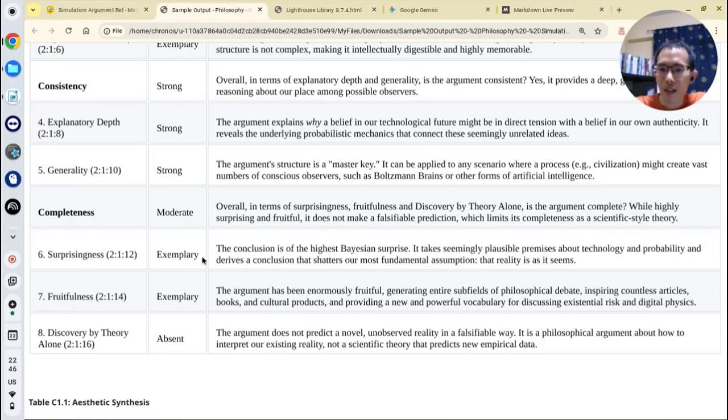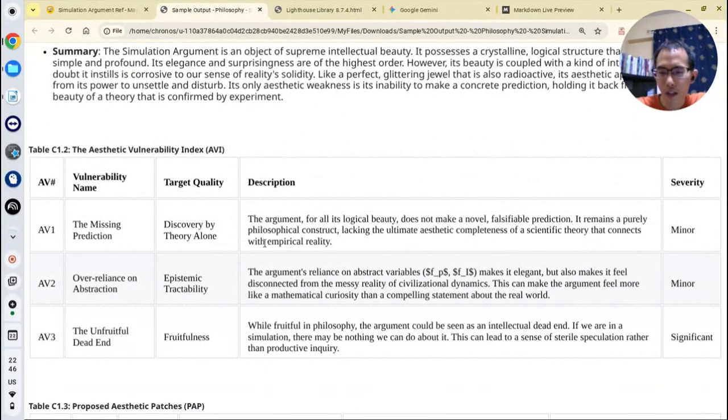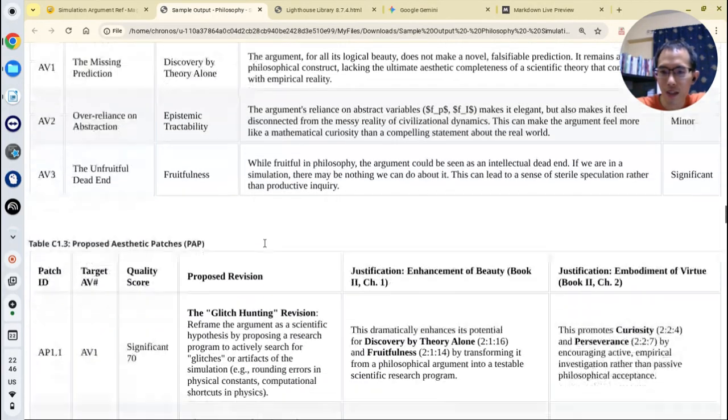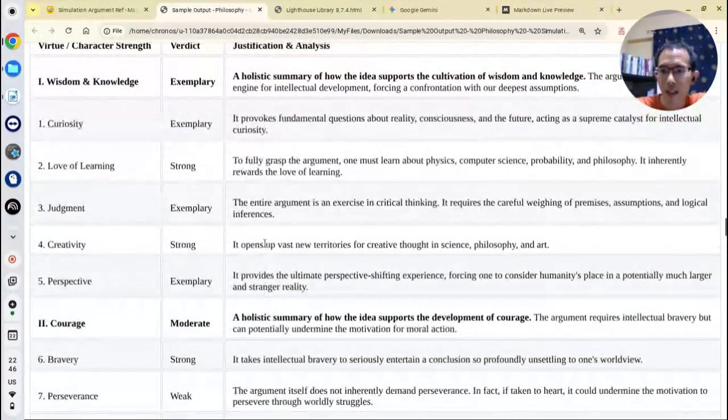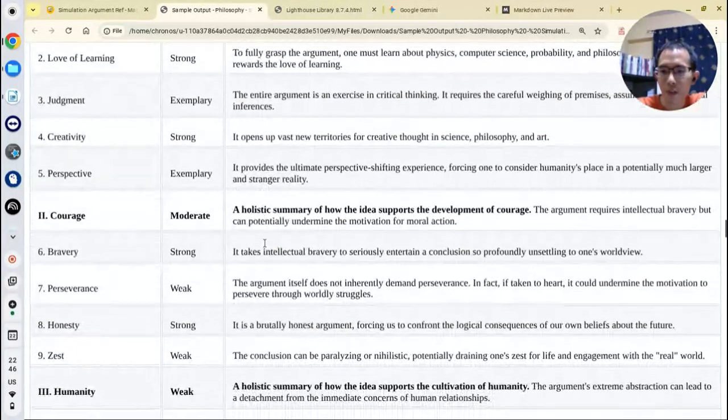So truth and beauty are very much correlated. If it's beautiful, then there's a high chance that it may be true. But it doesn't just look at beauty. Of course, it also tells you what vulnerabilities it has and how to patch them. And it does the same thing for virtue. So it tells you whether the argument is virtuous.